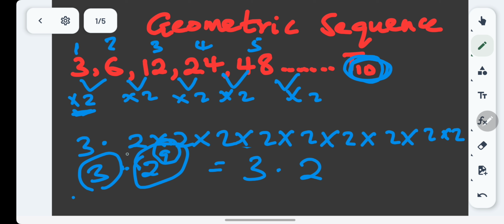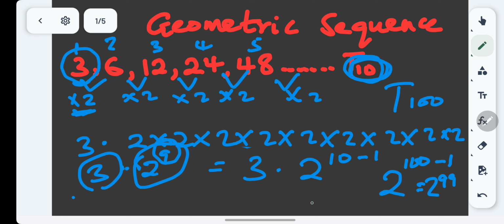And the 9, where are we getting the 9? We were asked to find the 10th number, right? So that 10th number minus 1 should give us this 9. So if we were asked to find the 100th number, it would be the common ratio to the power of that 100th number minus 1, which is 2 power 99. It means that we would be multiplying the first term 3 by 2, 99 times.